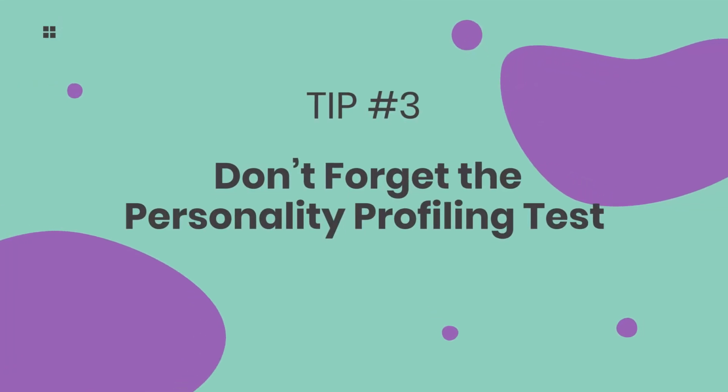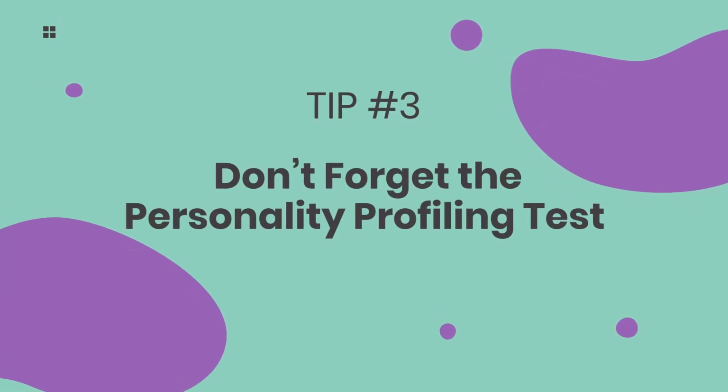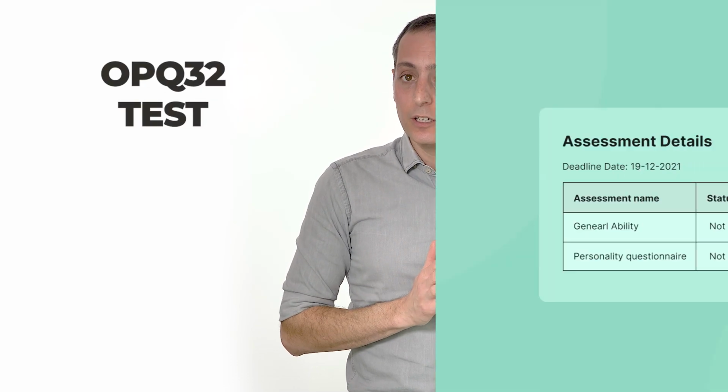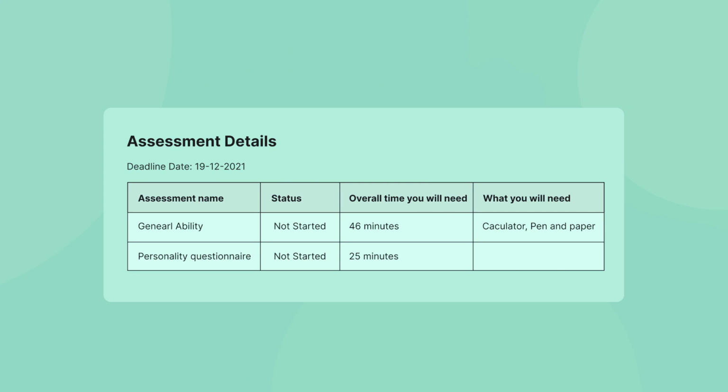Tip number 3. Don't forget the personality profiling test. Not always, but very often, SHL aptitude tests will be followed by a personality questionnaire, called OPQ32. If you indeed need to take this test, you will see the term personality questionnaire or some other variation of it in your SHL test invitation. This test assesses your personality traits and workplace behavior to determine if you're a good fit for the job.